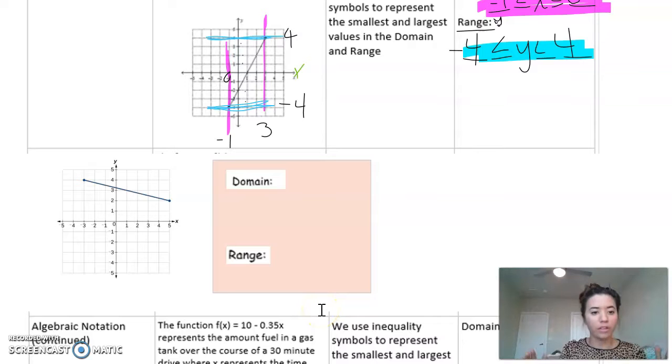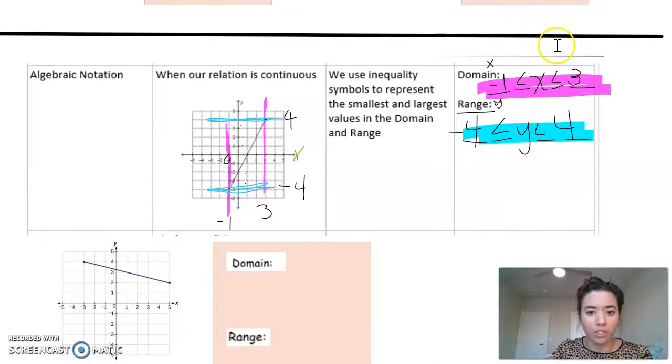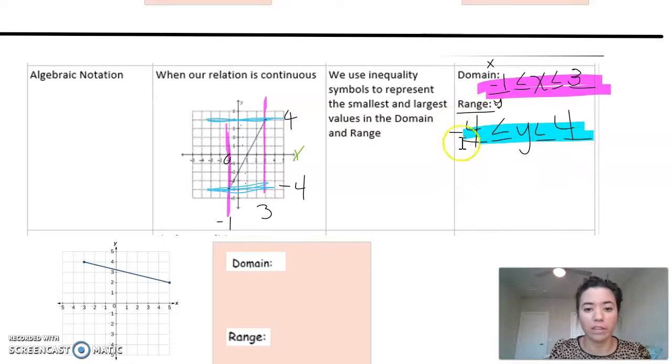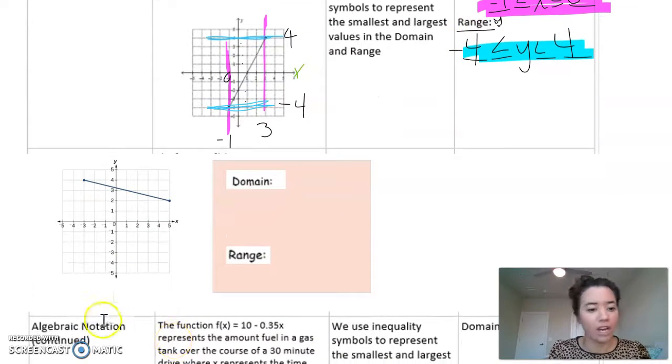Draw 2 vertical lines and then make the notation look like this. Put the smaller number on the left side, the larger one on the right side, and then for range, find your lowest your graph reaches and then the highest, and then again write it just like this. Put your lowest number on the left, the largest number on the right. Try it and then come back and check your answer.